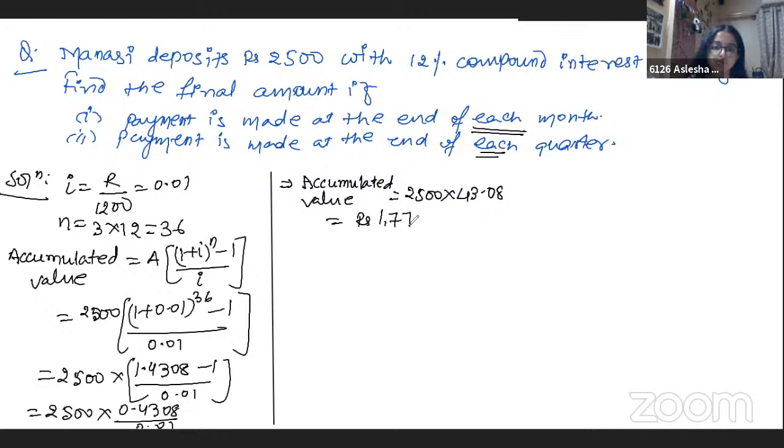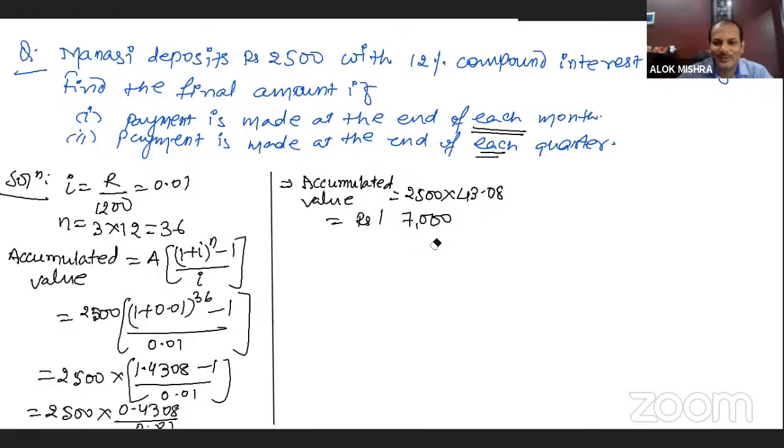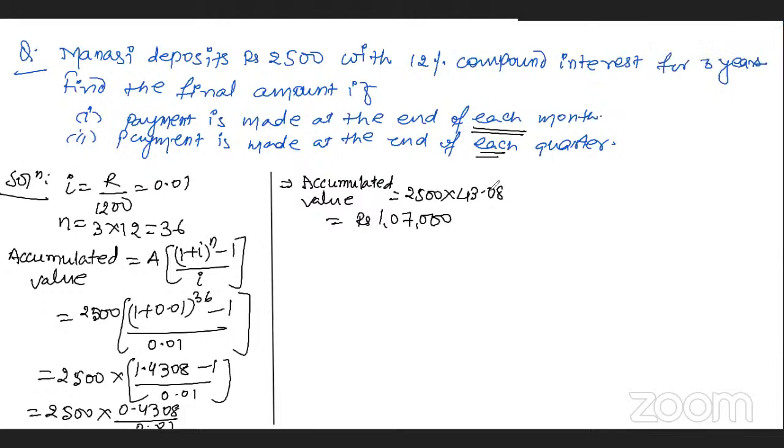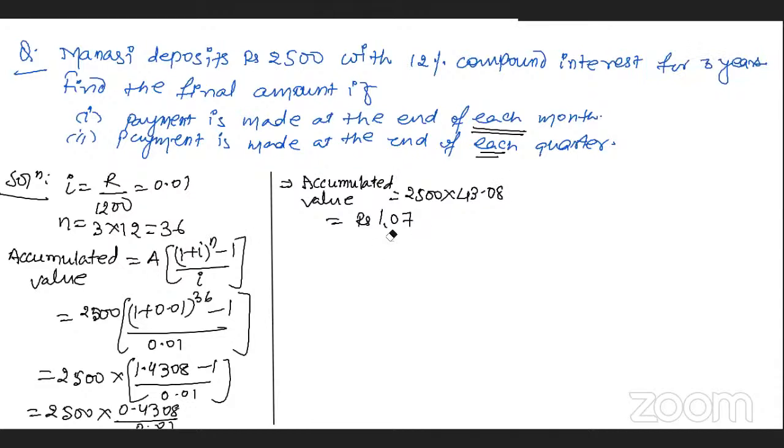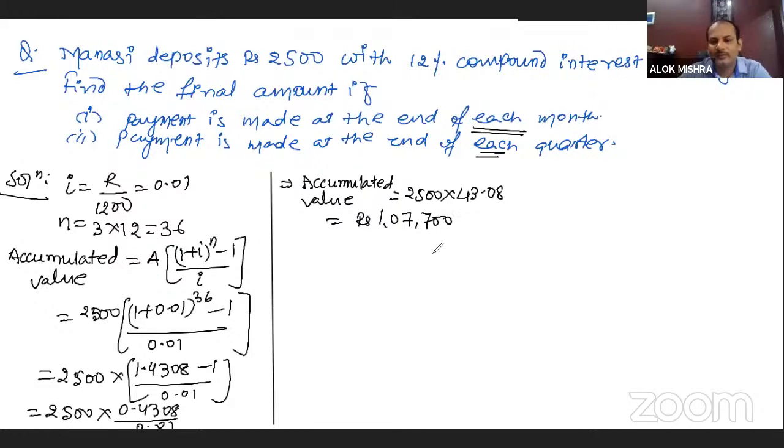Someone said 1,77,000. Is it? Everyone getting the same answer? 1,07,700. So I made that 1,07,700, sir. Is this correct? Yes, sir. Is this fine? Yes. Okay.